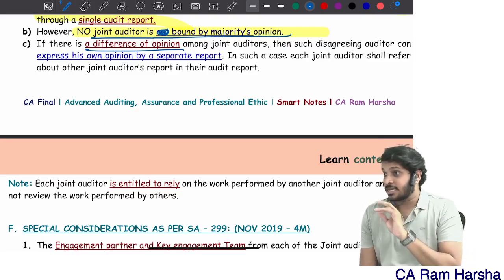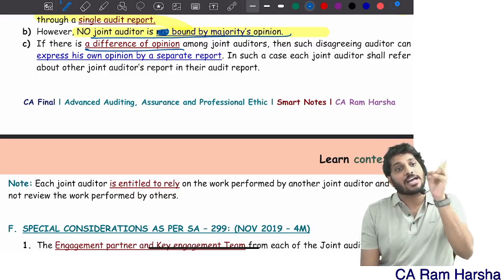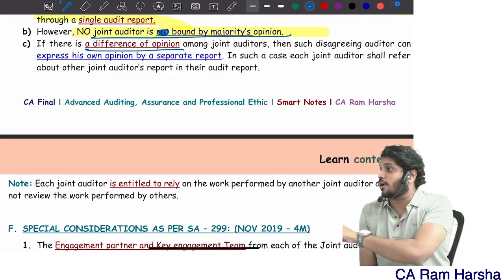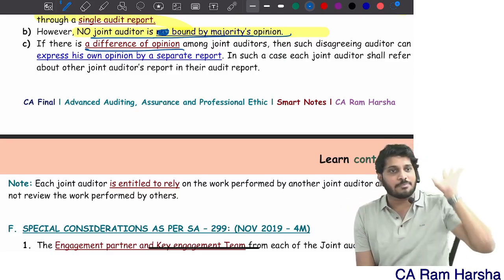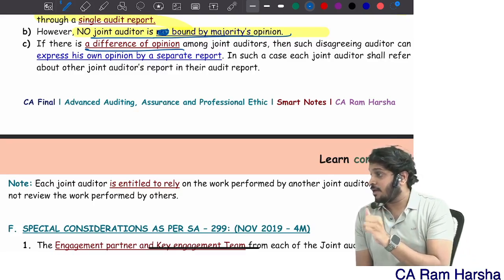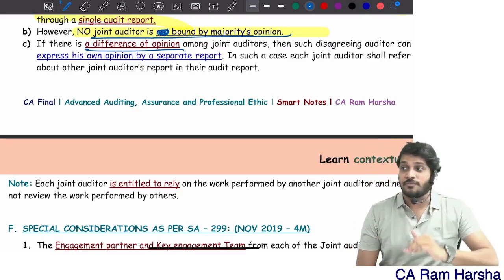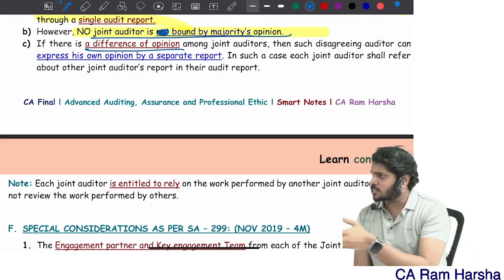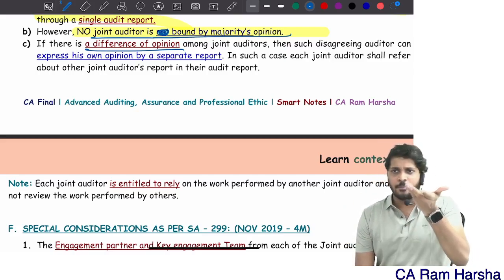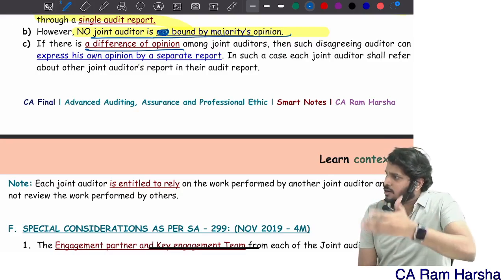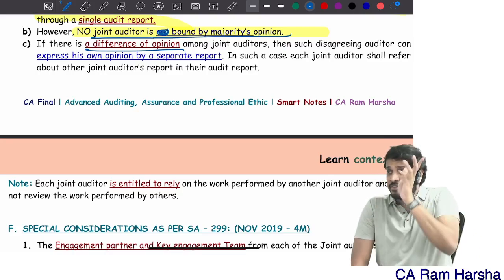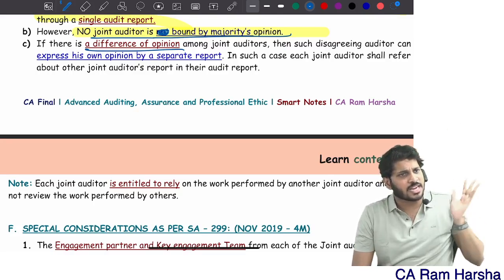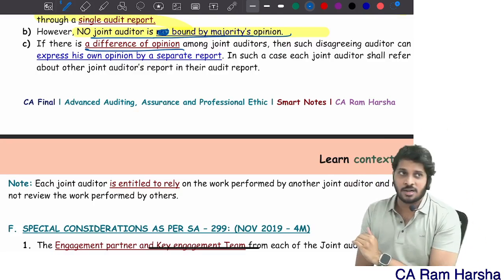In such a case, each joint audit report should contain reference to another joint audit report in the other matter paragraph. Why should such a reference be there? Multiple reports are there. Now shareholders will follow which report? They will read both the reports. In both the reports, opinion, basis for opinion, they will read. Whoever's basis for opinion is convincing to them, they follow their report. Simple. That is their choice. You need not worry. Clear?